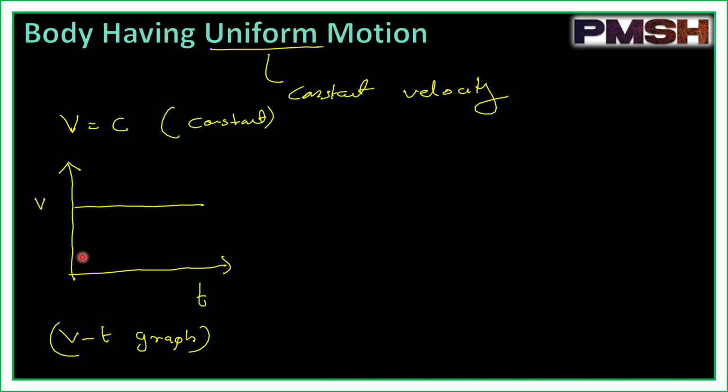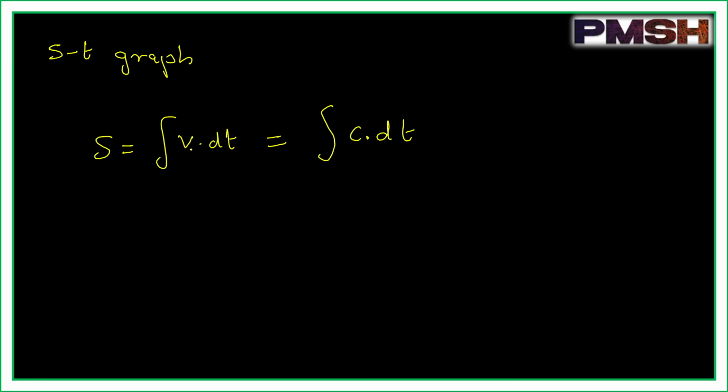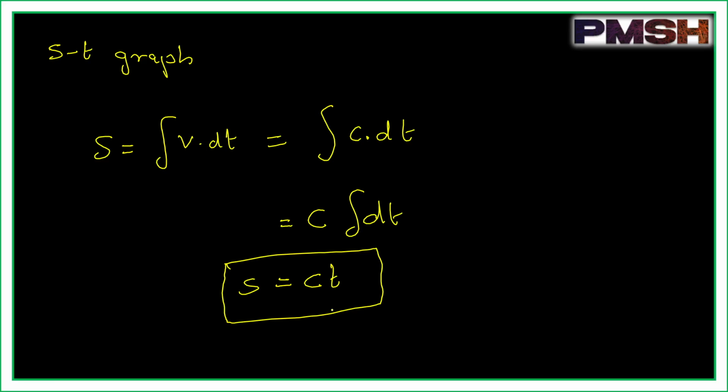So v is equal to c. Here, instead of v, we will put c. So integral c dt. That c is a constant, so it will be taken outside the integral symbol. Integral dt you already know, it is t. So it is ct. Now this is the equation for displacement. C is a constant, and t is the variable.